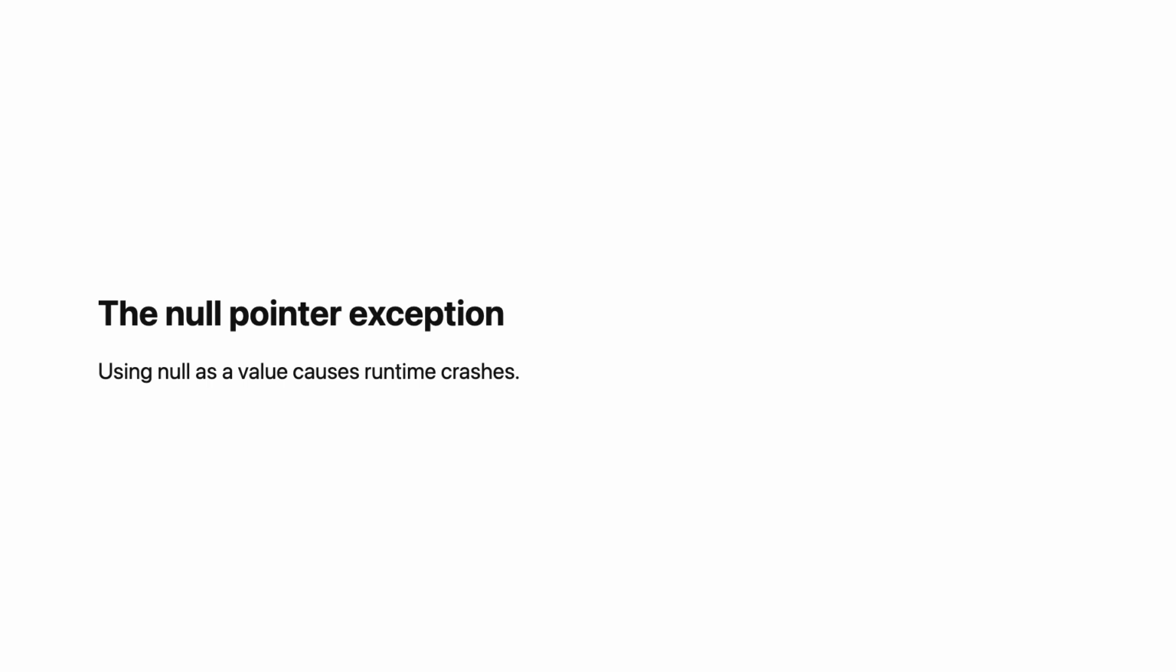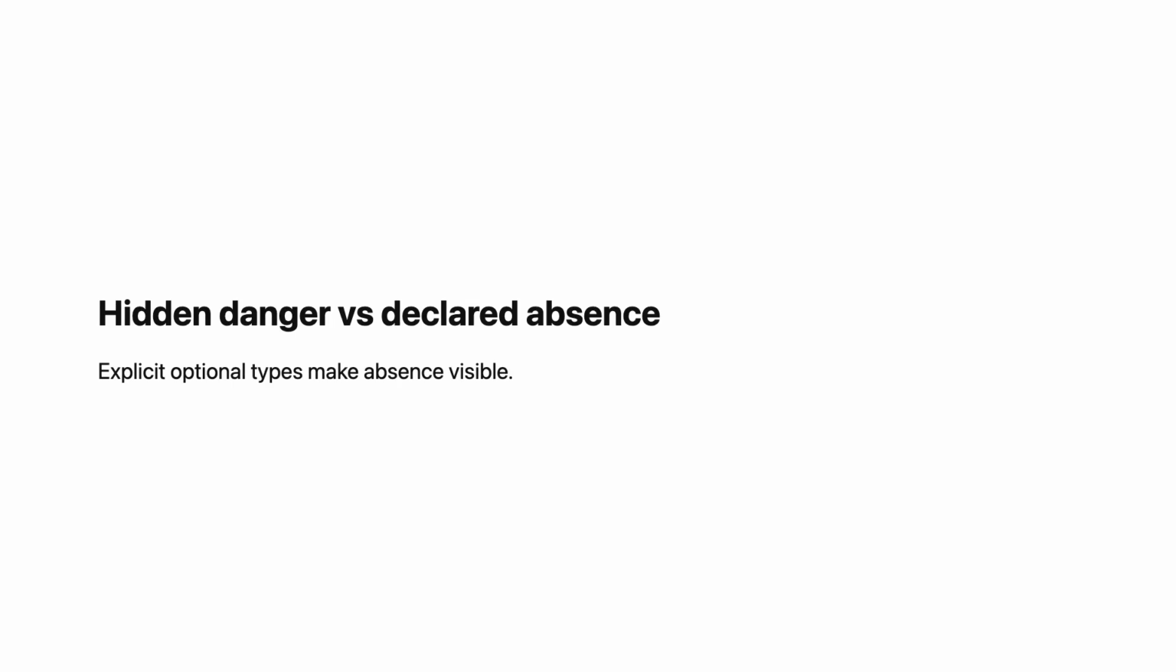The danger comes from null being implicit. In many languages, any reference can be null. You get a user, but it might be null. You get a string, but it might be null. Every value is secretly value or null. This is implicit absence. Absence is always possible, but rarely acknowledged.